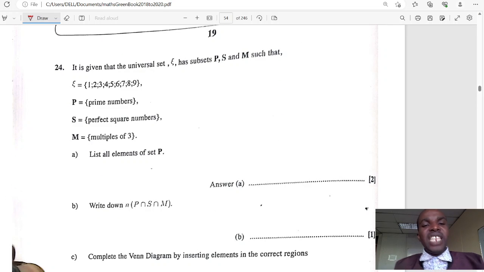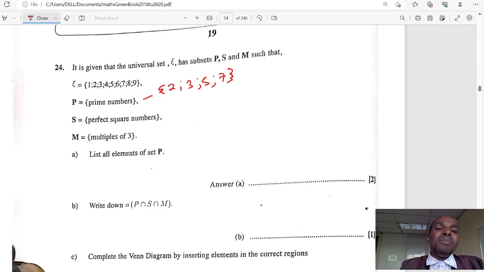It is given that the universal set contains digits 1 to 9, with subsets P, S, and M. Then P contains prime numbers. What are these prime numbers between 1 and 9? Because P, S, and M are sets that are found in the universal set. So prime numbers, there is 2, that's the set P, 2. Then there is 3, a number that has only 2 factors, one and itself. There is 5 and there is 7. These are numbers in set P.